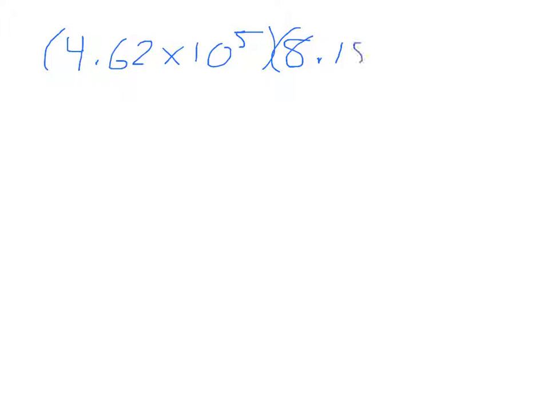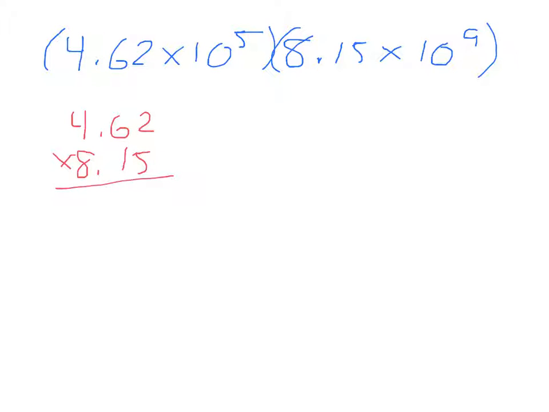So let's take a look at another problem, and let's work this one out together: 4.62 times 10 to the 5th times 8.15 times 10 to the 9th. Now, what we just did with the multiplication is we multiply the decimals together, and then we multiply the powers of 10 together. So the first thing we have to look at is 4.62 times 8.15. And of course, we'll quickly do that.